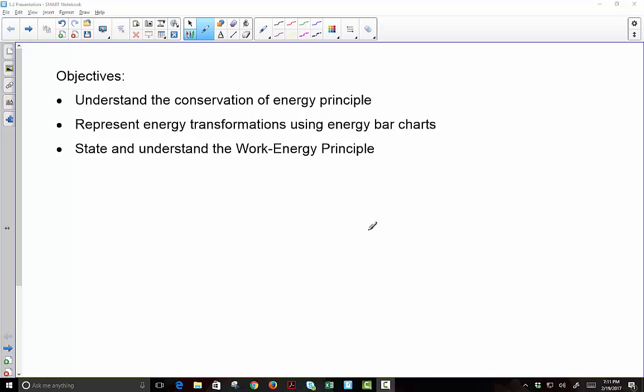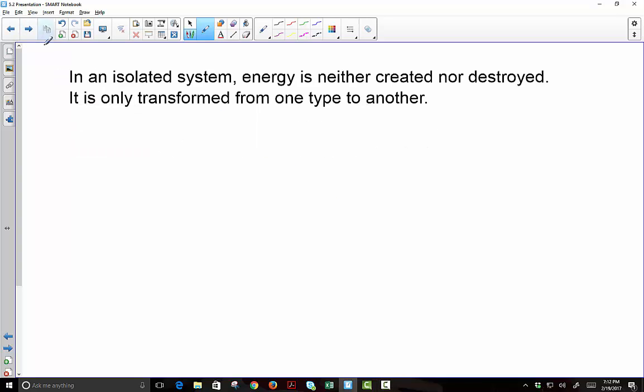So the objectives for this are to understand the conservation of energy principle, which is just what I just said, represent energy transformation. So now we're going to be using energy bar charts, and then state and understand the work energy principle. So this is when we don't have an isolated system. We can just deal with the work. So let's look at this.